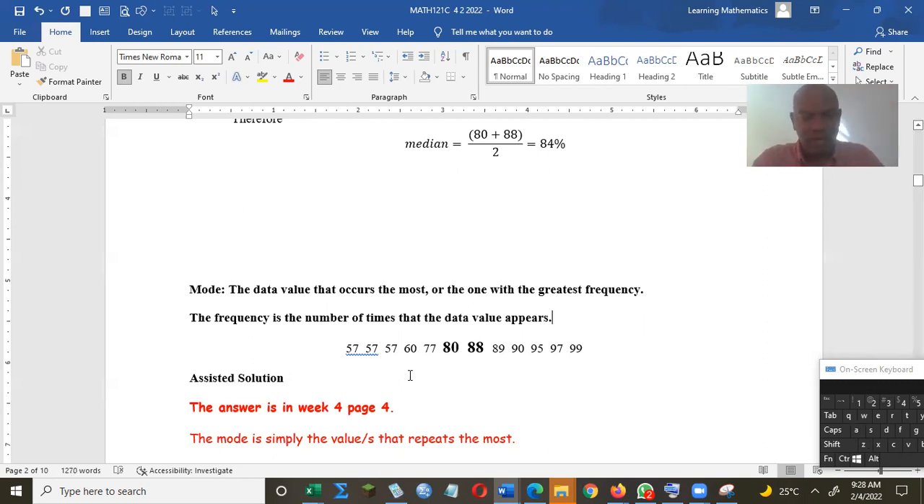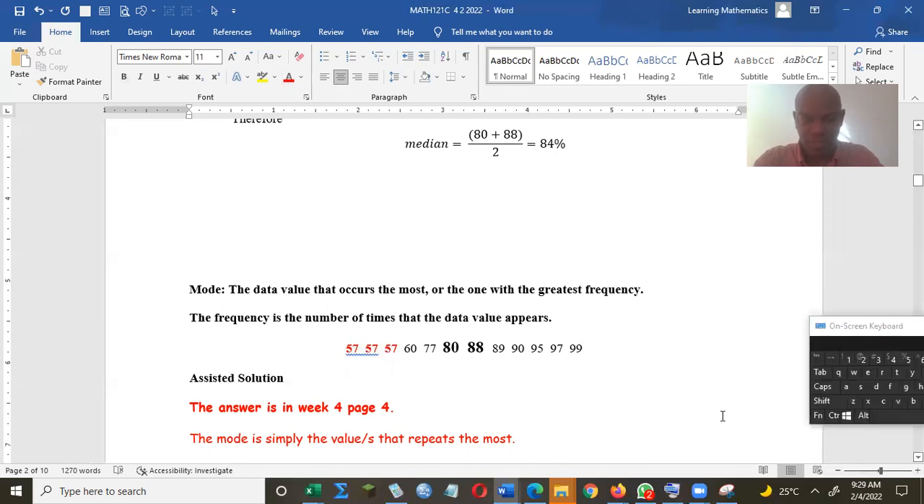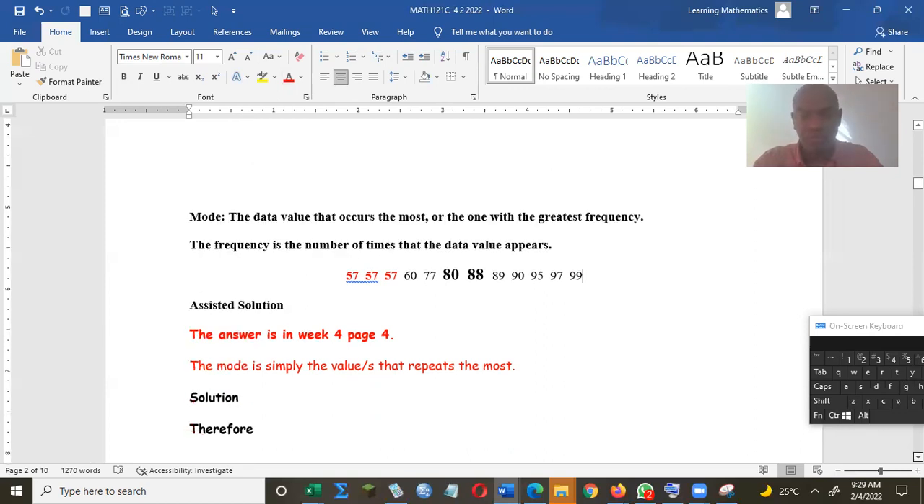When we look at the values which are arranged in ascending order, we can see 57 repeats itself the most. So the mode is 57. By the way, it is possible to have more than one mode. If there was another data value that appeared 3 times, then you would have 2 modes. So you can have 1 mode, 2 modes, 3 modes, and so forth.